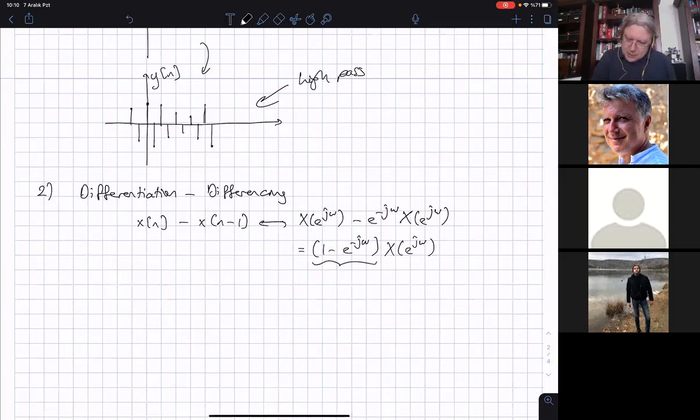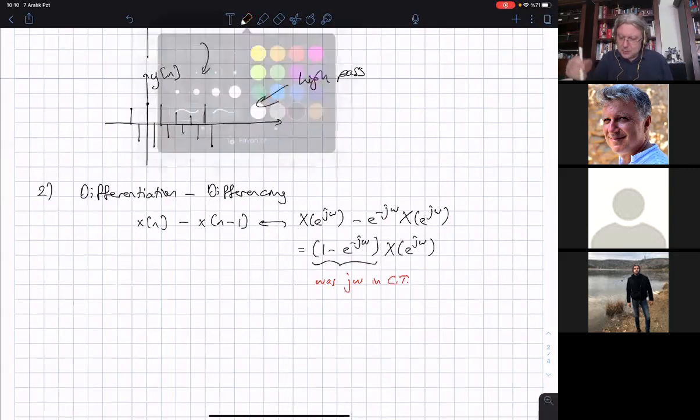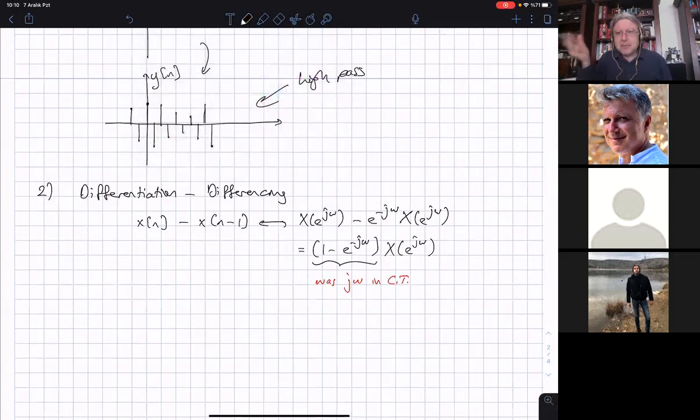Notice that in continuous time, this was j omega. We were multiplying capital X of j omega with a j omega. But now we are multiplying it with something different. It's a little bit different, and it has an interesting similarity.